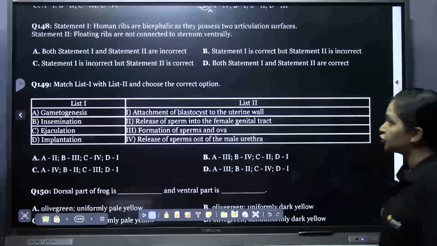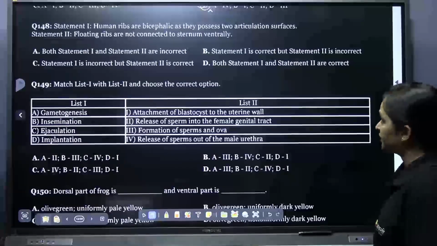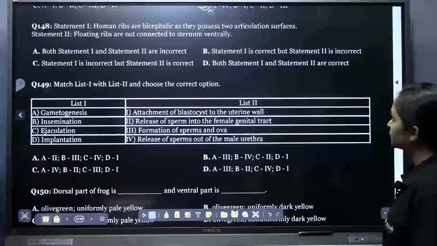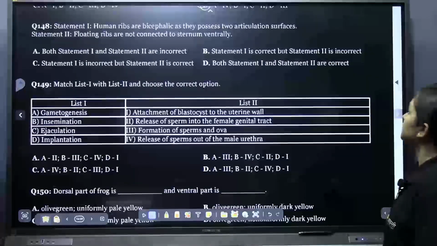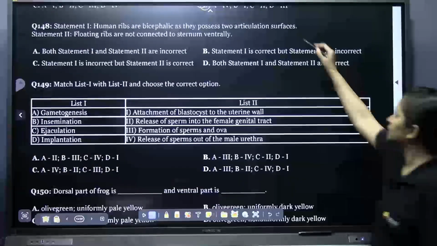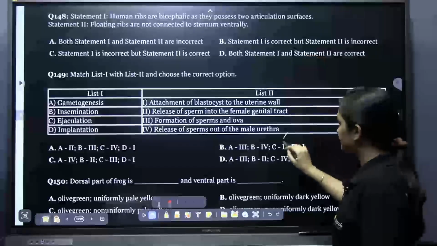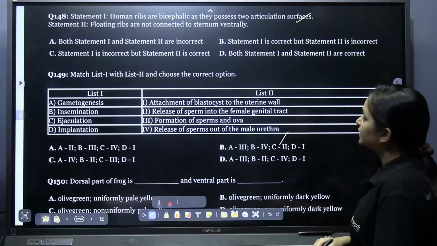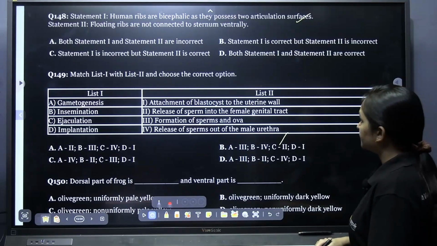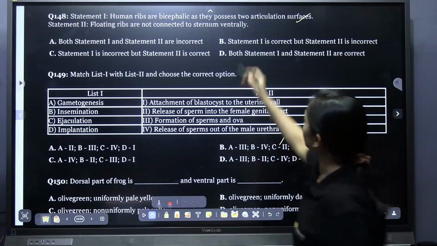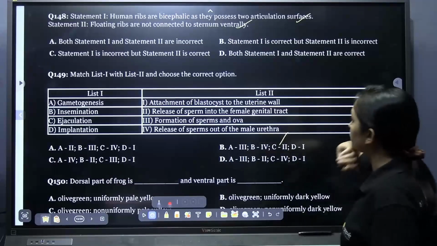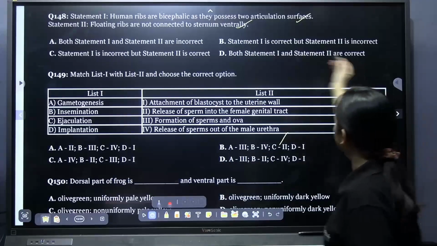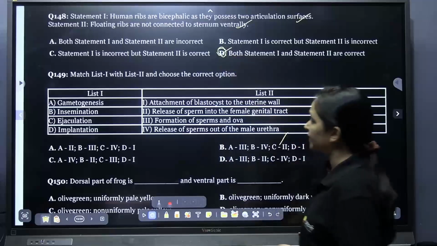Statement 1. Human ribs are bicephalic as they possess 2 articulation surfaces. This is correct. Floating ribs are not connected to sternum ventrally. That's why they are called floating ribs. Yes. So both 1 and 2 are correct, isn't it? Both 1 and 2 are correct. D for Delhi is the correct answer.